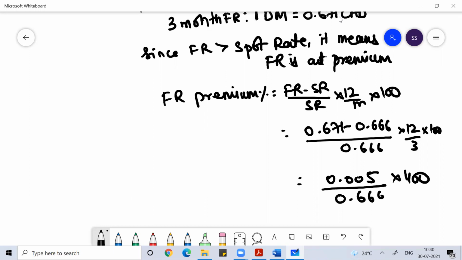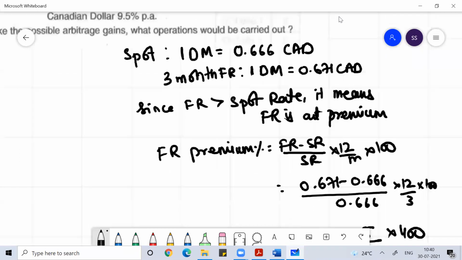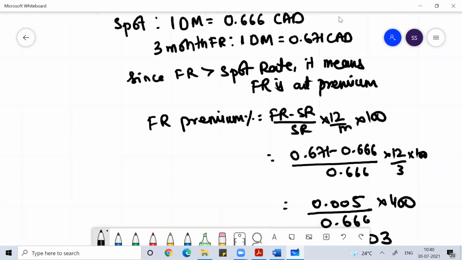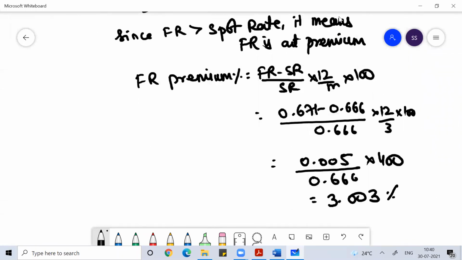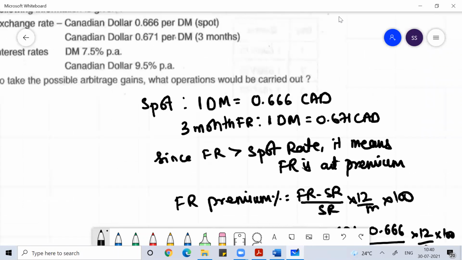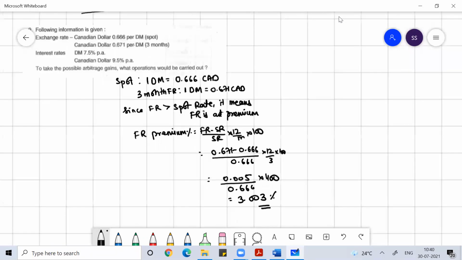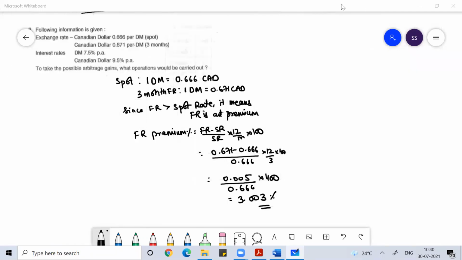That is 3.003 percent. That is your forward rate premium percentage. Clear, everyone? Any doubt? See the steps, everyone. Please write down the steps.